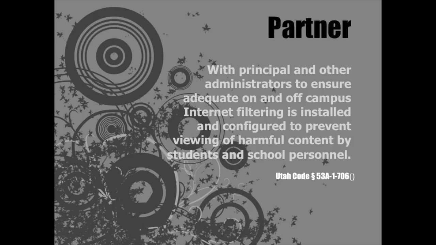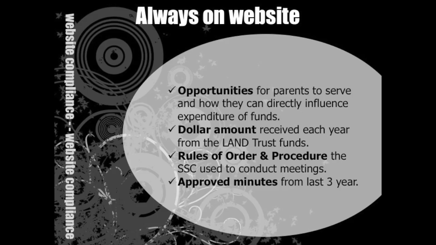School community councils shall partner with the school's principal and other administrators to ensure that adequate on- and off-campus internet filtering is installed and consistently configured to prevent viewing of harmful content by students and school personnel in accordance with Utah Code and the district's digital teaching and learning plan. School community councils are required to provide notification to parents about their activities. Each council shall maintain and update a website with the following information.